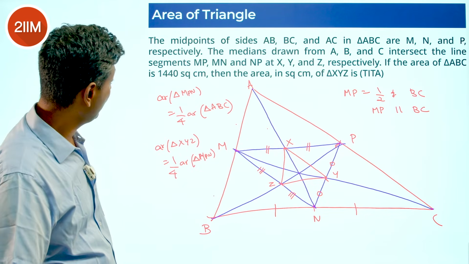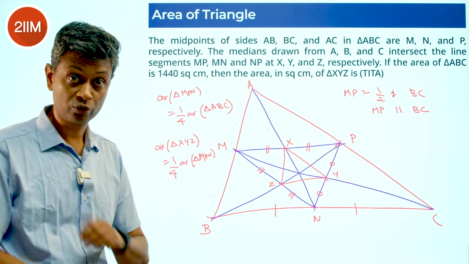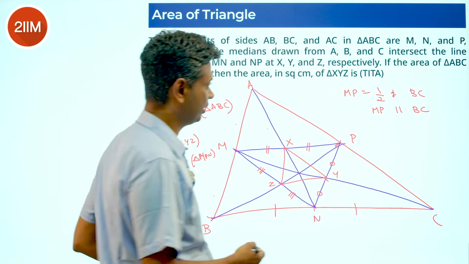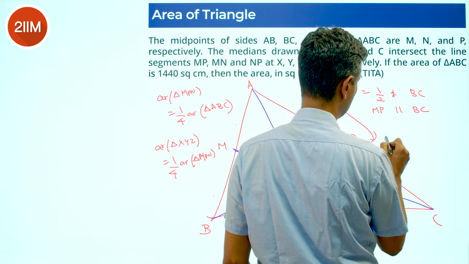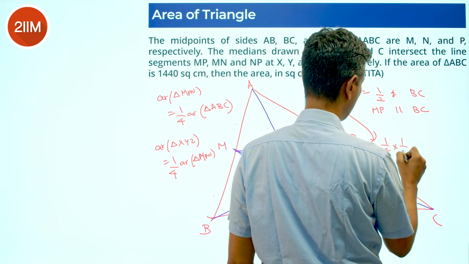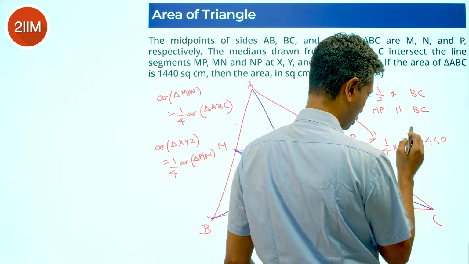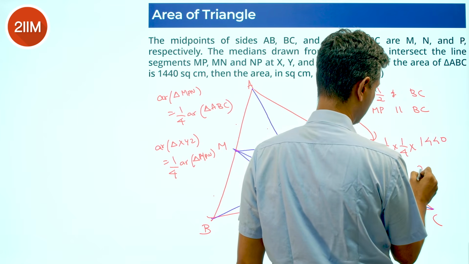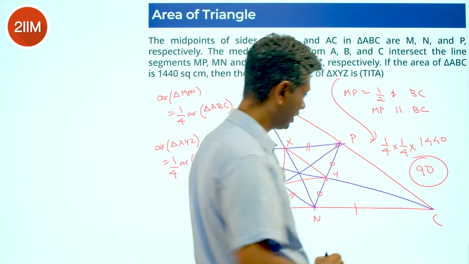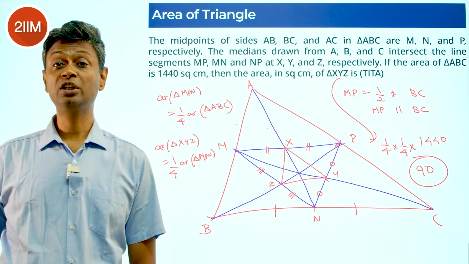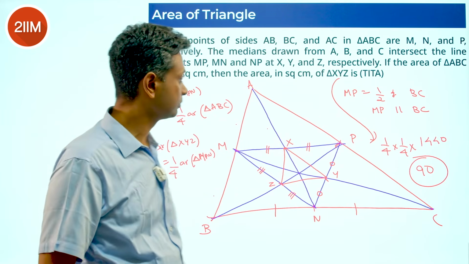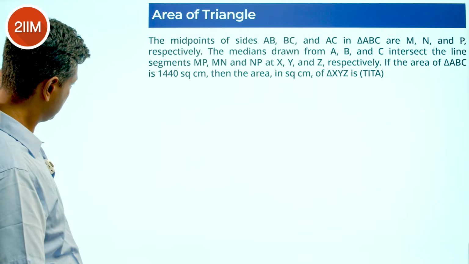Brilliant, we are through. Area of triangle ABC is 1440. Area of triangle XYZ is 1/4 into 1/4 into 1440. 1440 by 16 is 90. So area of triangle XYZ should be 90 square centimeters. You check if that's correct. Indeed correct.